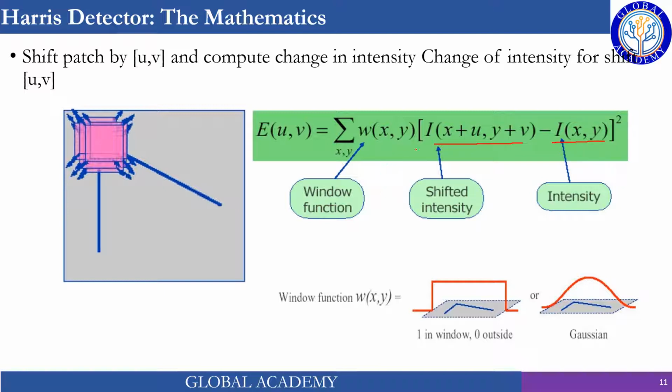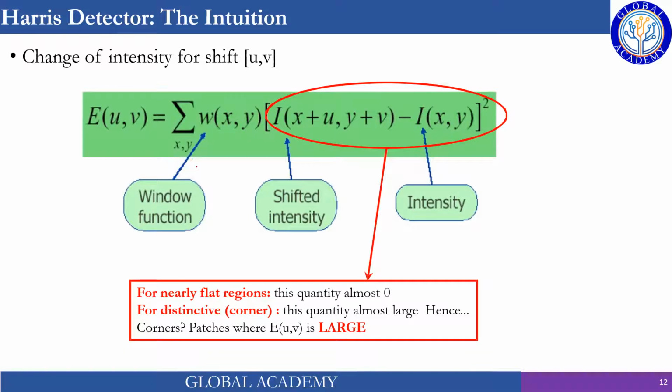But it is difficult to compute this formula on each pixel, or on a window which is centered at each pixel of this image. If this difference is small or equal to 0, then it means the surface or the region is flat, and if this difference between the translated patch and the original patch is large, it means there is something, a corner or edge.